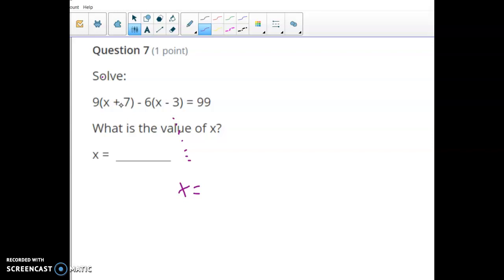All right, so the first trick is we want to clean up this left-hand side. So when you have a number on the outside, you can distribute it. So we get 9x plus 63. And then when we distribute here, we're really distributing -6. So that'll be -6x and then plus 18. -3 times -6.